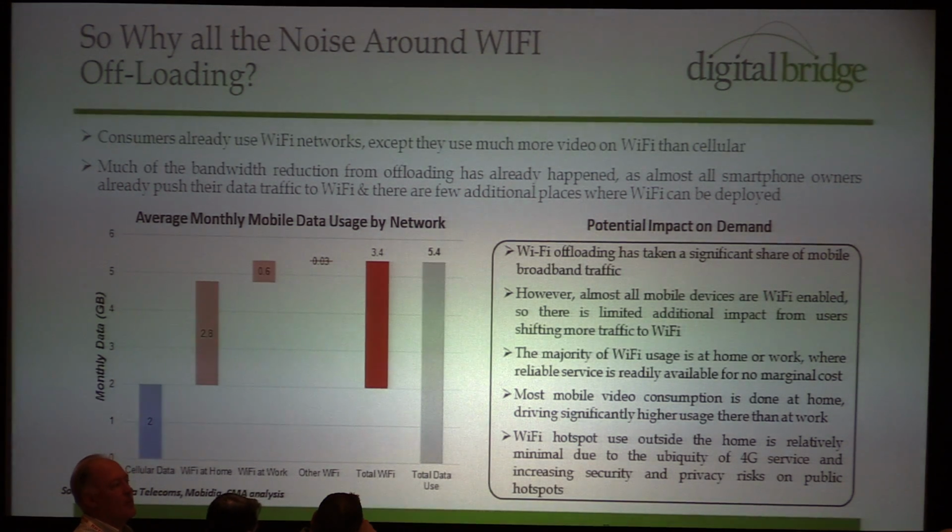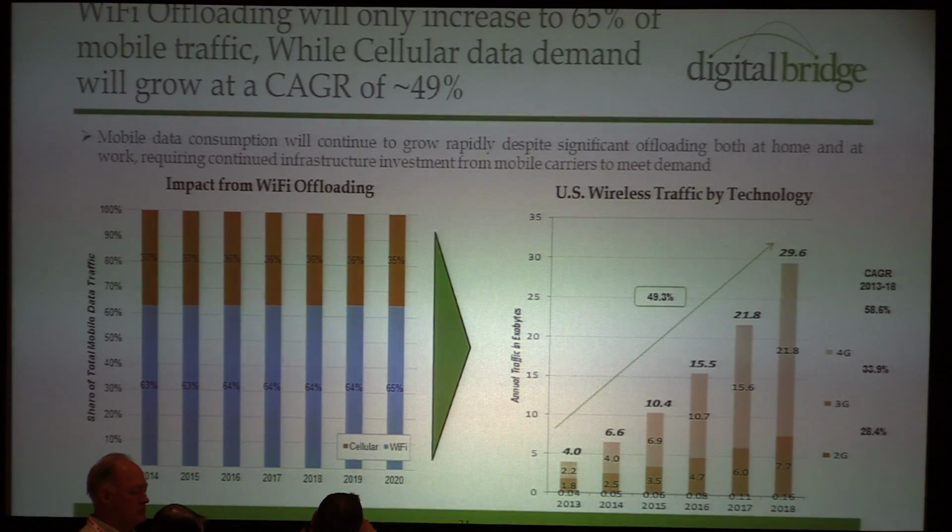This is the consumer pattern right now, today. This isn't going to change that much. Your user experience is not going to change. But for some odd reason, everyone thinks Wi-Fi is the great disruptor. That's what Google would all like us to believe, because then they don't have to buy Spectrum. But Wi-Fi offloading will only increase to 65% of mobile traffic.